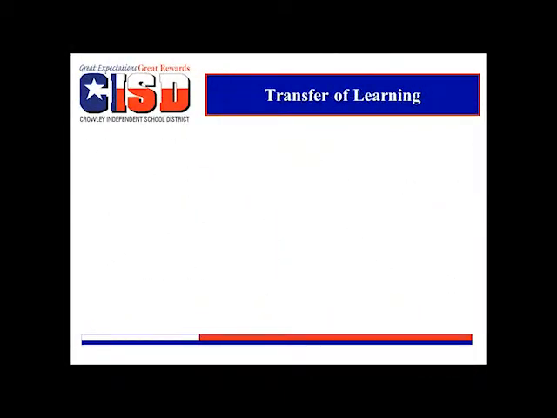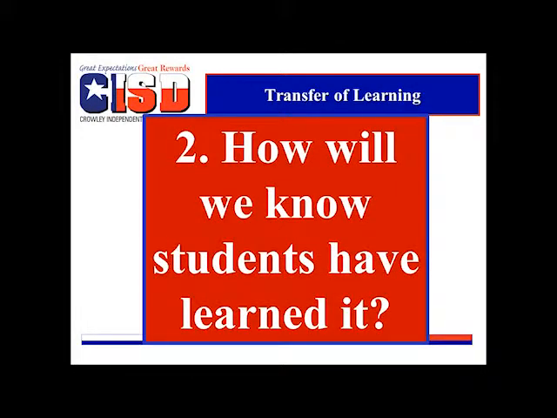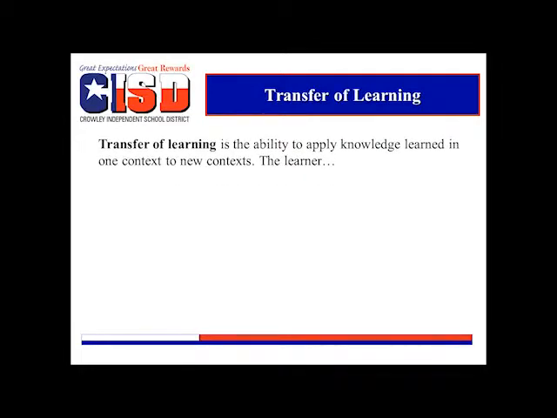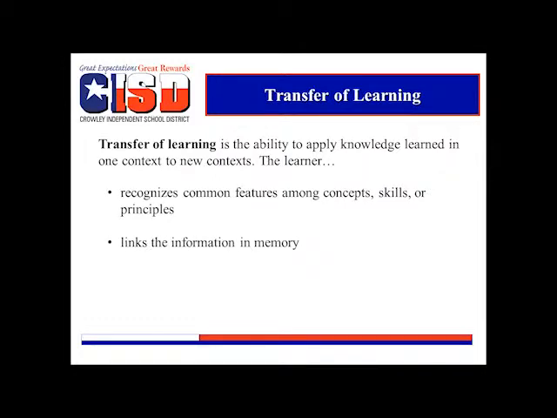Before we begin to plan for instruction, let's discuss the ability of students to transfer learning, which corresponds to question 2 of our leading questions. Transfer of learning is the ability to apply knowledge learned in one context to a new context. Transferring learning means the learner recognizes common features among concepts, skills, or principles, and links the information in memory. This is when students say, "Oh, I know when to use that." Or the learner sees the value of utilizing what was learned in one situation in another. This is when students can show their learning not only when a sample looks like the one the teacher gave them, but also when it does not.